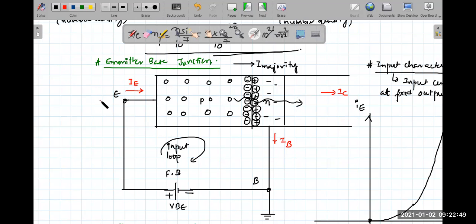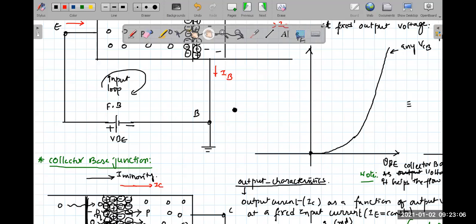Yes, in the reverse case, the emitter will act like a collector, and the collector will behave like an emitter. But will they behave like good collectors and emitters? No, because that's not what they are designed for. So that's the reason why we call it the reverse active region. It's something like a reverse gear in a car.